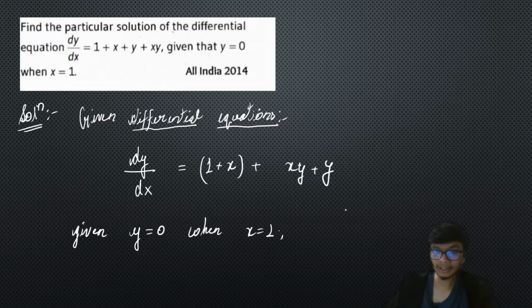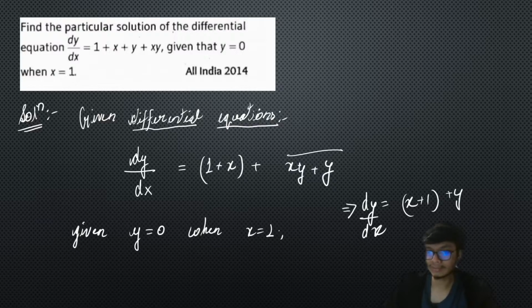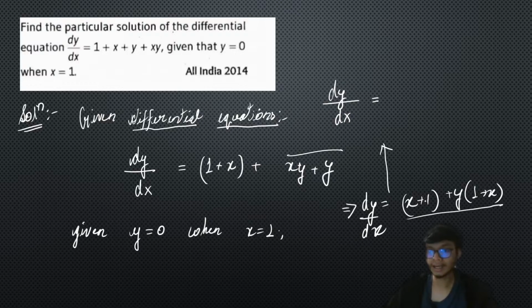So if we look at this particular differential equation, we can take y common and easily write it as y times 1 plus x. Fine. Now if we proceed further, dy upon dx is equal to, from the right hand side, I can take 1 plus x as common. So if I take 1 plus x as common, I will be left with 1 plus y.